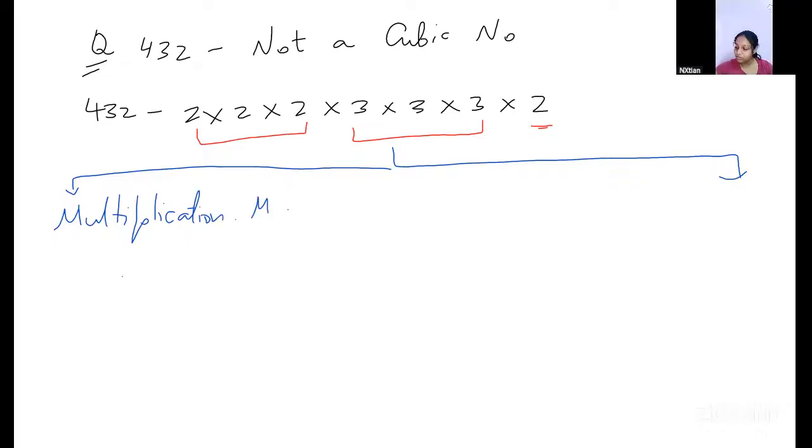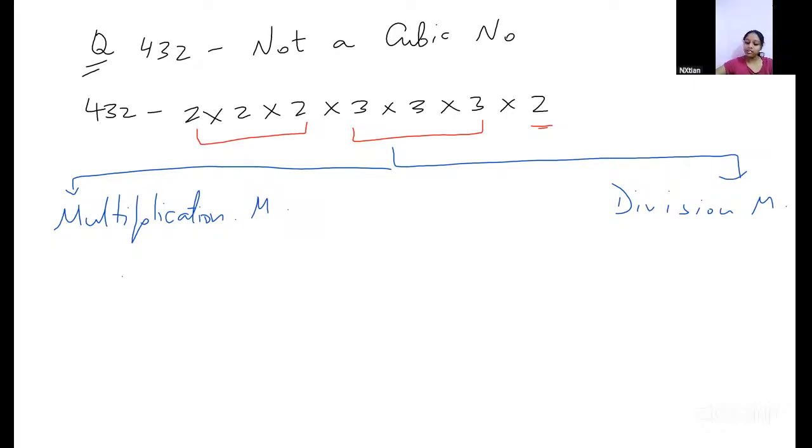And here we will do the division method. Take a look at the multiplication method first. Now I want you all to see that in 432, I had one triplet of 2s, that is 2, 2, 2, then one triplet of 3s, 3, 3, 3. What was left is 1 two.